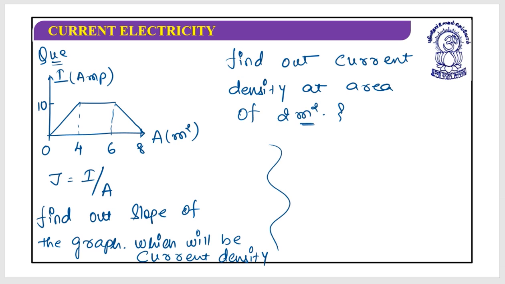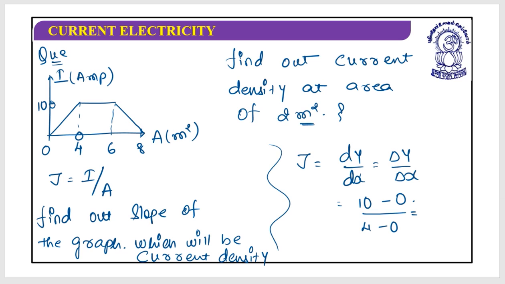So how can you do this? J is equal to I by A. It's dy by dx, or rather delta y by delta x. So delta y by delta x is 10 from here minus 0, divided by delta x, which is 4 from here minus 0. So this is 10 by 4, which is 2.5 ampere per meter square. That's it. You did it.